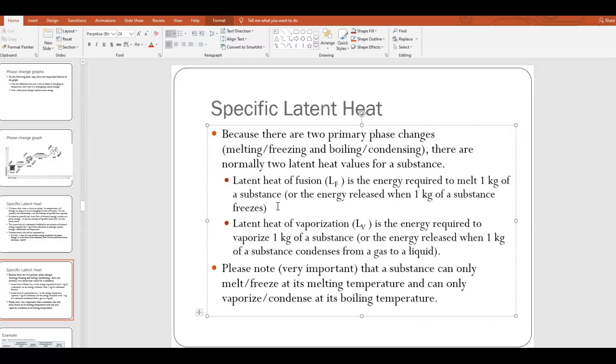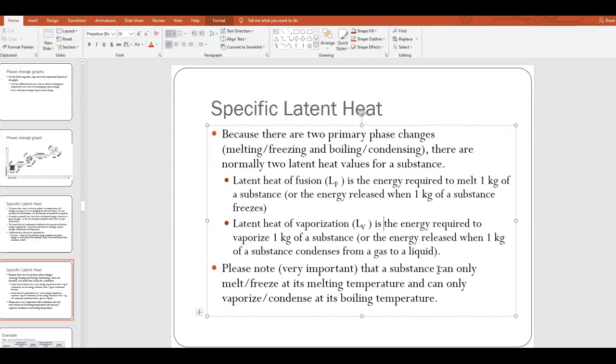So in other words, if we're dealing with a problem, let's say a piece of ice is melting or a piece of ice is freezing, we're going to be doing calculations with the latent heat of fusion. If we're dealing with a problem where liquid is turning into gas or gas is turning into liquid, we're going to be dealing with the latent heat of vaporization. Although it is possible to see both of these values in the same problem, you do need to think through the problem that you're working on and think, am I dealing with something melting or freezing, or am I dealing with a different type of phase change?